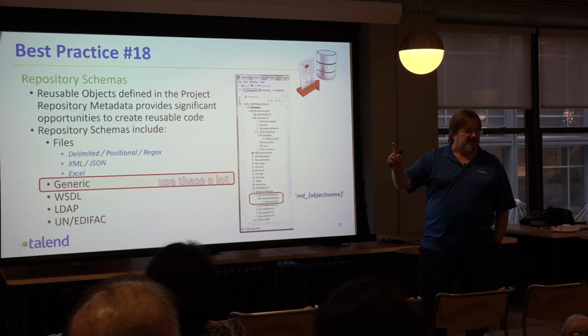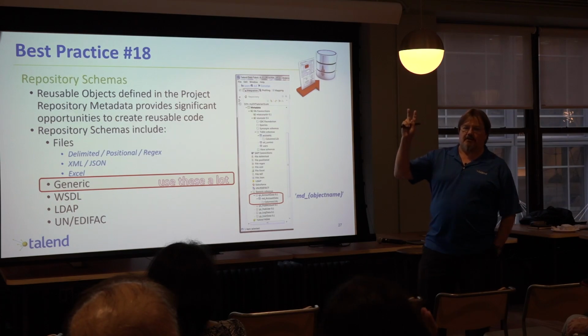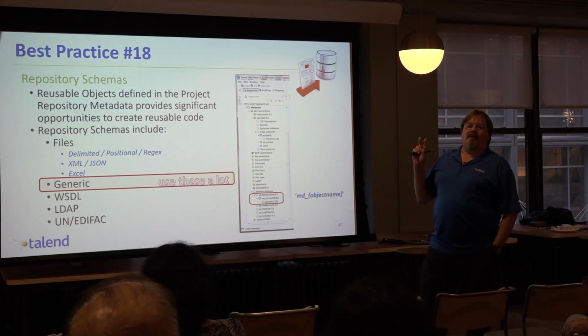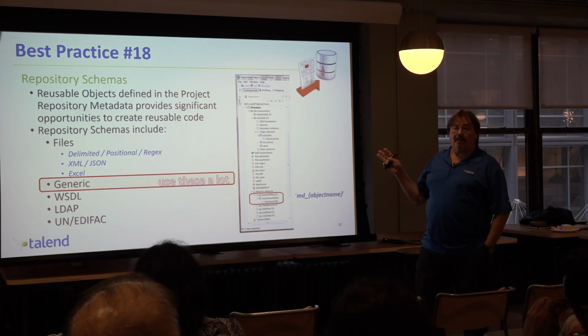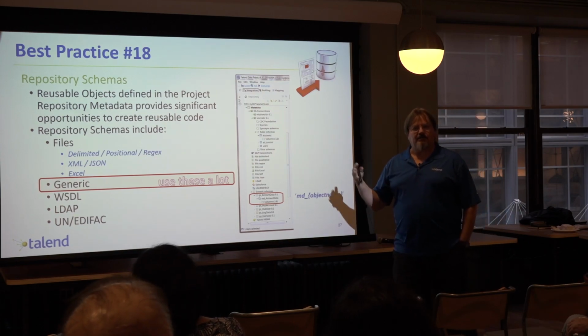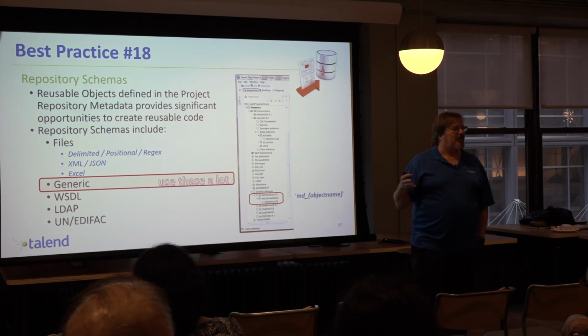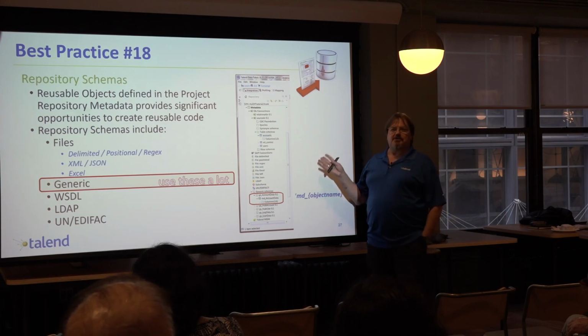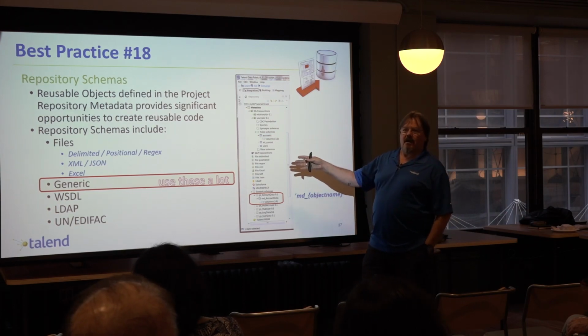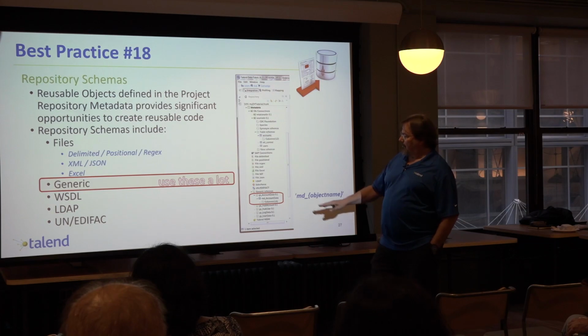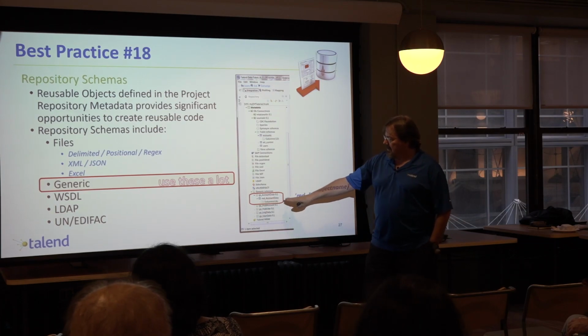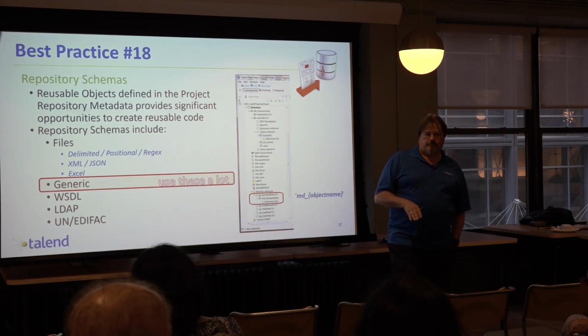So you define them once. When they change, you change them once. Any object placed in any job will automatically inherit the change. That's what object-oriented programming is supposed to be all about, right? Well, this is project management of your reusable objects. Now, there's one in particular I want to call out. It's called the generic schema.